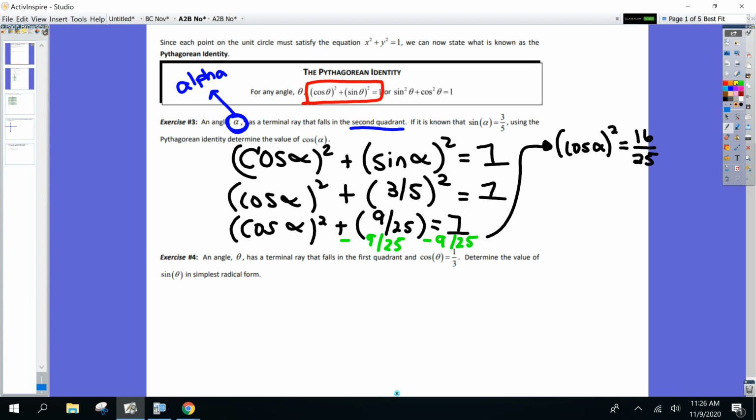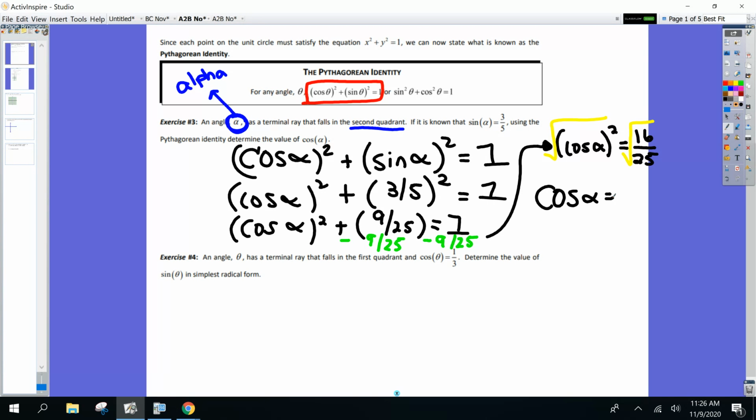Could you square root it to get rid of the squared? Absolutely. Yep. That's what you learned in algebra. That's what we're going to keep doing. To get rid of a squared, I got to take the square root. And a lot of you guys are getting 4/5. Everyone at home getting 4/5? Great, because we're not done though.